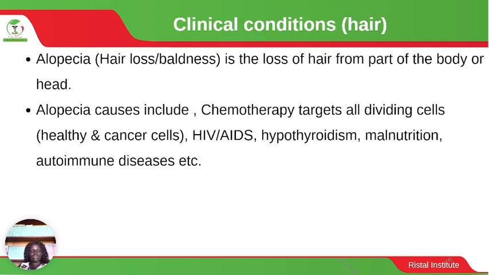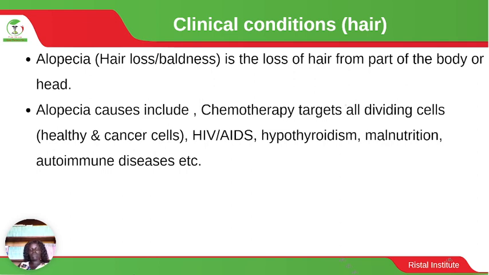Clinical conditions of hair. The first one is alopecia, or what can be termed hair loss or baldness. It is the loss of hair from part of the body or the head. Still continuing with alopecia, causes include chemical.